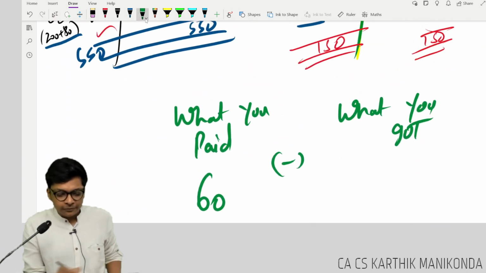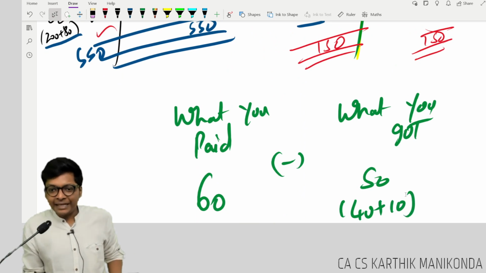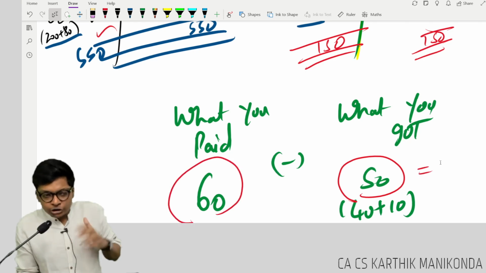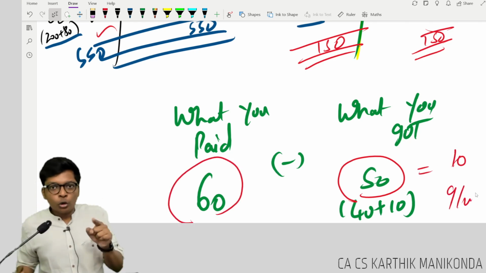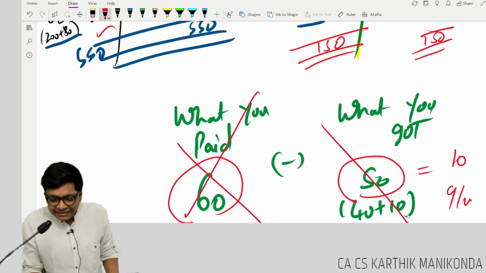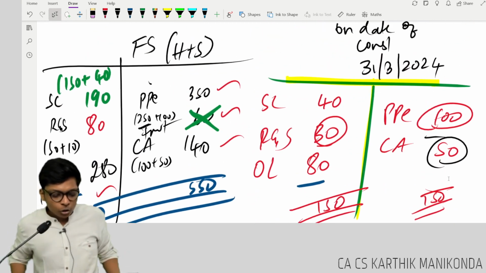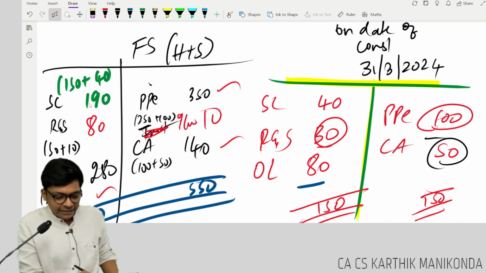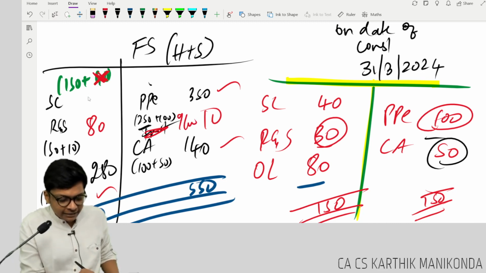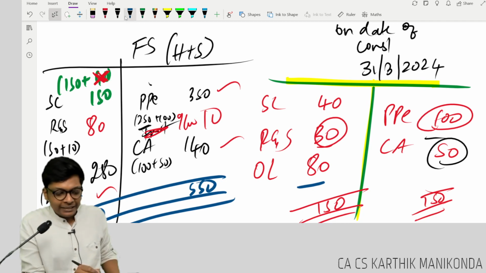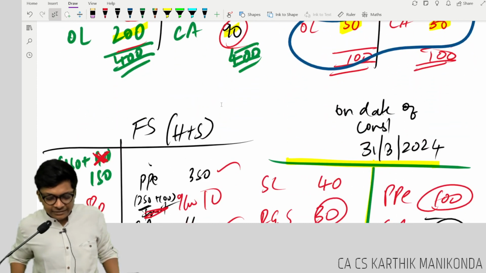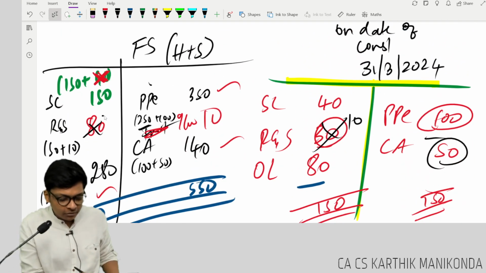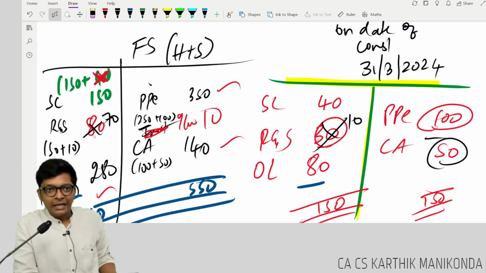So what you are getting is what? 50, which is 40 plus 10. So I got something worth 50 by paying 60. So the extra I paid is 10, which is my goodwill. So now I have to cancel 60, cancel 50 and write 10 as goodwill. Look at this. Instead of this, I will write goodwill as 10 and here I will cancel 40 and right here share capital will again come back as, and 10 I am cancelling where? Reserves I am cancelling 10 now. Here I am cancelling 10 guys. So reserves will now become 70. Are you following? Are you getting it guys?